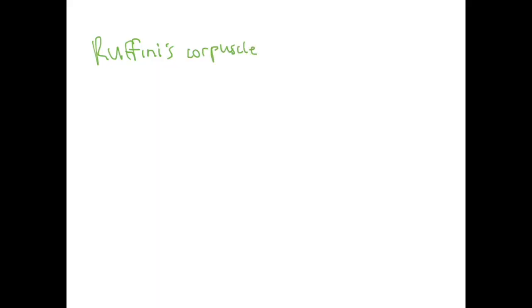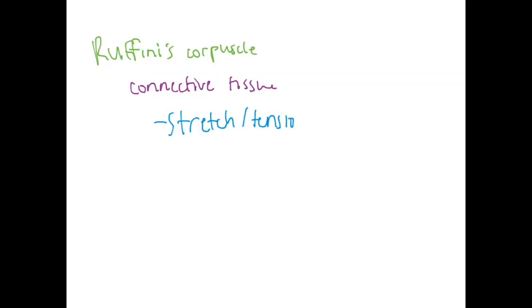So where are they and what do they detect? Where are they? They're in the connective tissue. They're going to determine the stretch or the tension within that connective tissue. And I'll just draw one picture at the end to kind of demonstrate all of those. So we have Ruffini's. We've got our muscle spindles. We have Golgi tendon organs.